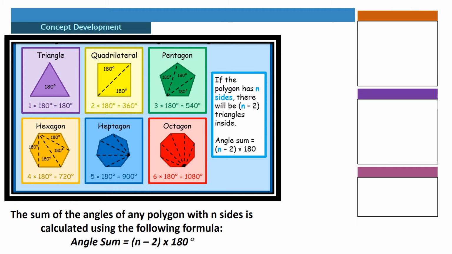So we can take any polygon, and if we rule a diagonal line from one vertice to another, and we do this for each vertice, we can subdivide each polygon into a number of triangles. For example, a quadrilateral can be divided into 2 triangles, a pentagon can be divided into 3 triangles, a hexagon can be divided into 4 triangles, and so on. And by doing the number of triangles multiplied by 180 degrees, we can find the interior angle sum for any polygon. Now this can be simplified to a formula: the number of vertices minus 2, times 180.